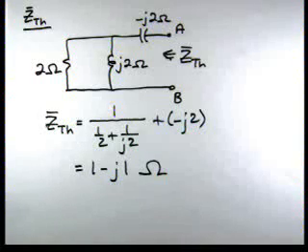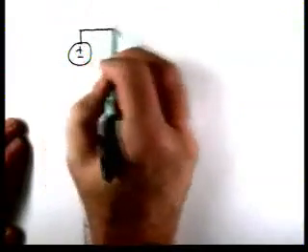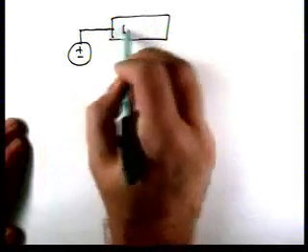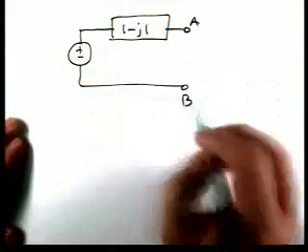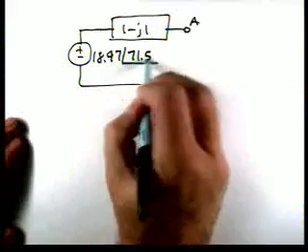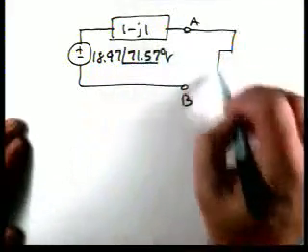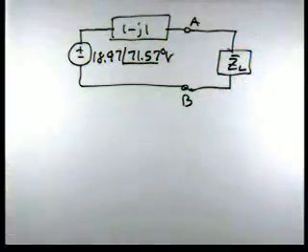In our problem solving strategy for maximum average power transfer, the second step is to draw the Thevenin equivalent circuit and hook our load ZL back up. Z Thevenin is 1 minus J1. So here's our Thevenin equivalent circuit. The open circuit voltage is 18.97 at an angle of 71.57. Now we're going to hook up ZL. That completes step 2.